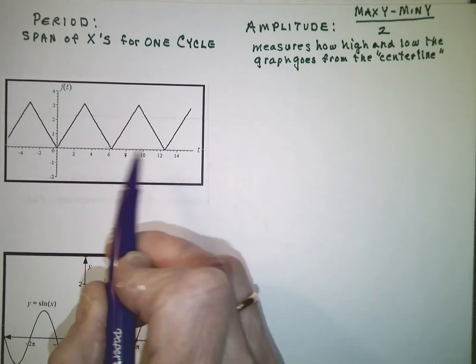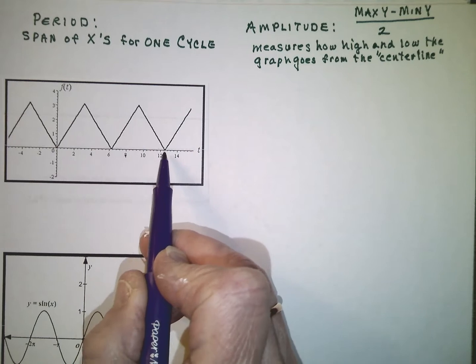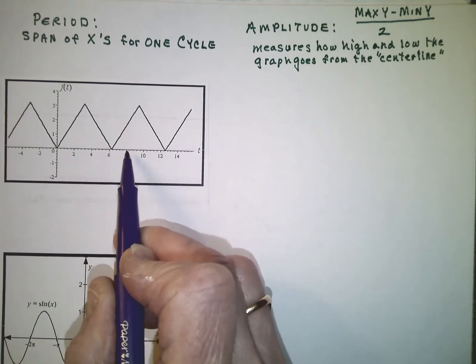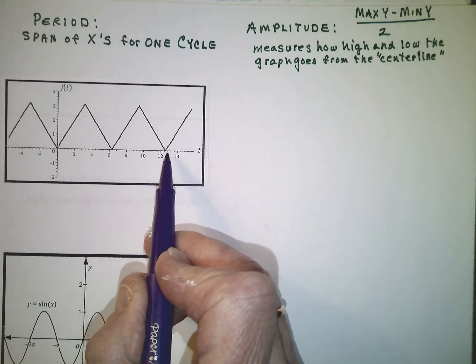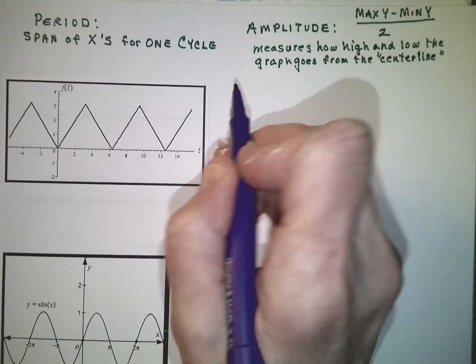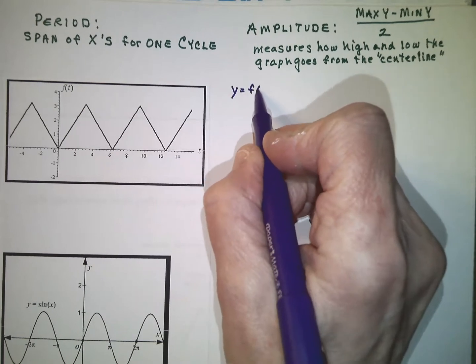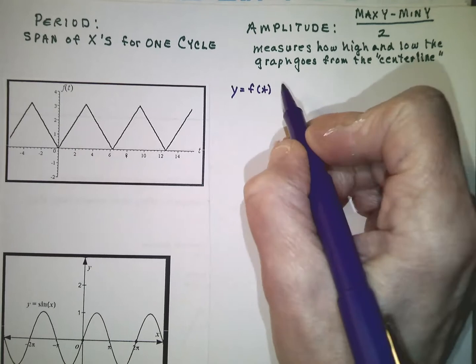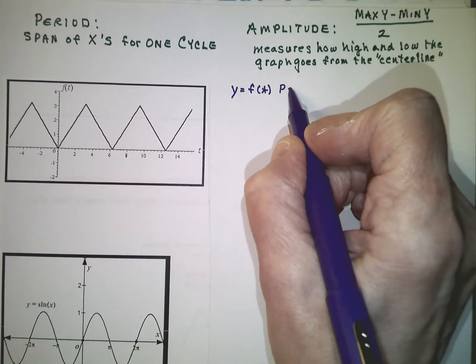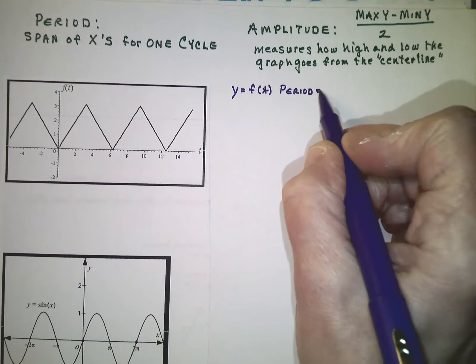This second block should be from 6.3 to about 12.6, so that it is still a span of 6.3 along the x-axis. So for y equals f of t, because they called it f of t here, the period is about 6.3.